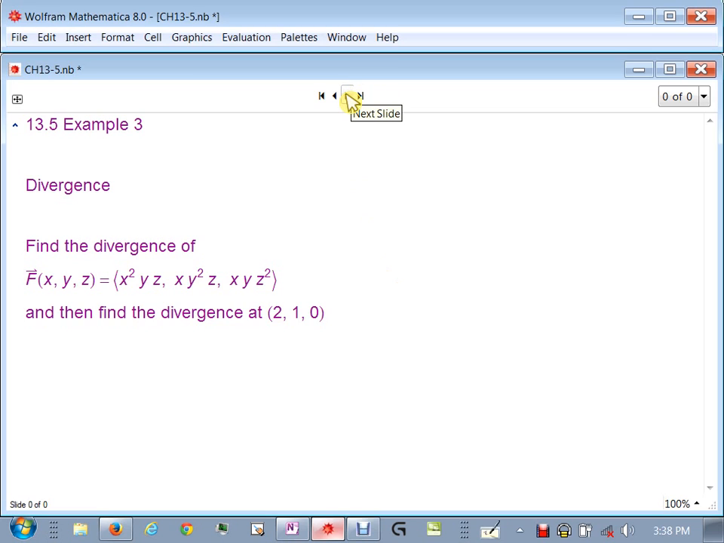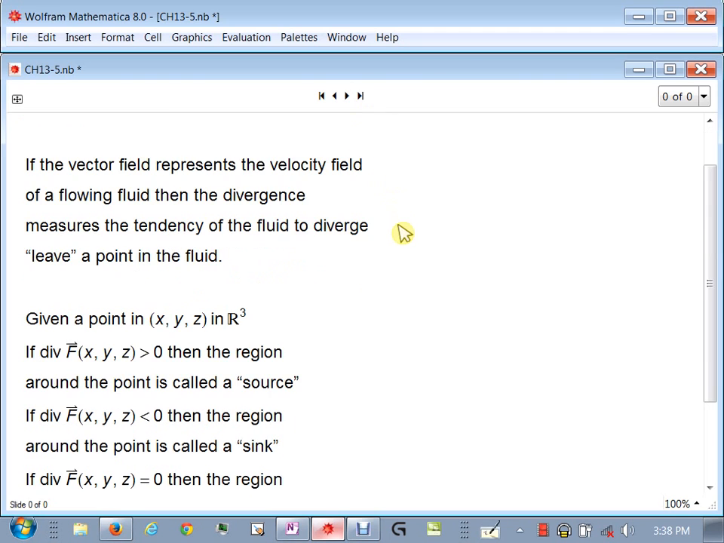How many of you have seen curl before? Like you've heard of it, seen it? No? Curl? Divergence? Have you ever seen a visual representation of it? Yes? Okay. Have you seen a visual of divergence? Yeah? See if I can try and help you see this visually. If the vector field represents, so again, we have a vector field. Let's say it's a velocity vector field of a flowing fluid. Then divergence measures the tendency of the fluid to diverge or leave a point in the fluid.